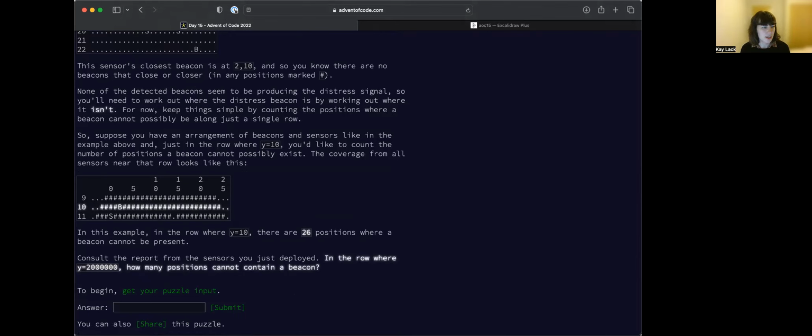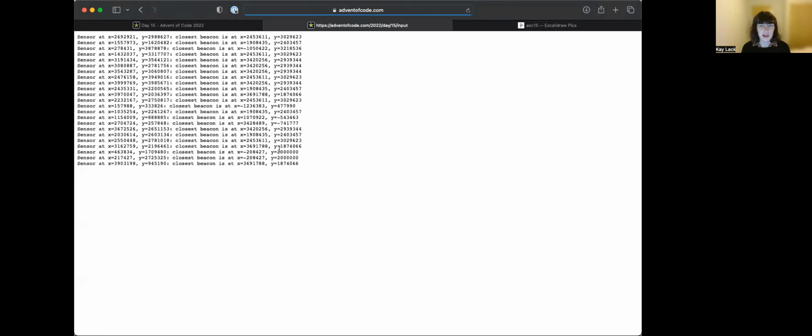So easy enough. Until we get to this point: in the row Y equals 2 million, how many positions could not contain a beacon? If we look at the input, nice short input, but of course we've got big numbers here, right? Big numbers. So that is going to take us some work, because we're not going to visualize this, obviously. This one's even got a minus number in here, so that's problematic.